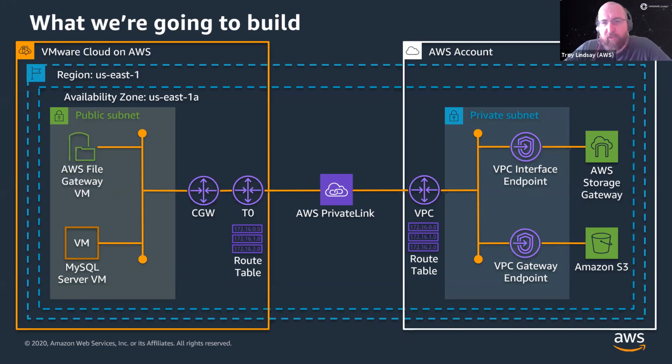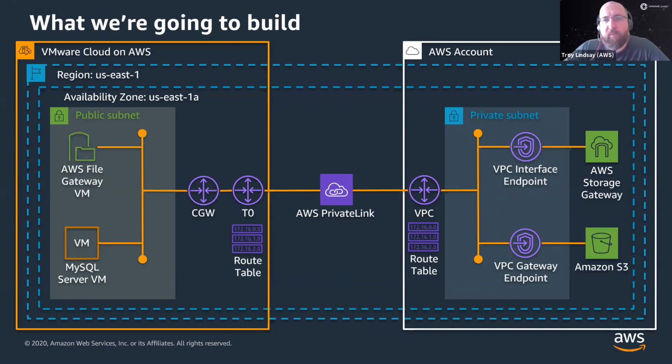AWS File Gateway is a hybrid storage solution that offers SMB or NFS-based access to the data in Amazon S3 with local caching. This means that the files are first cached locally on a dedicated virtual disk attached to the File Gateway VM, and then destaged to an Amazon S3 bucket, which is deployed in my AWS account.